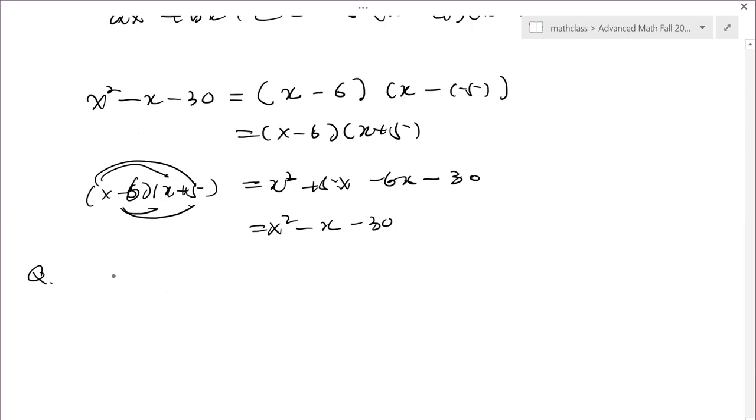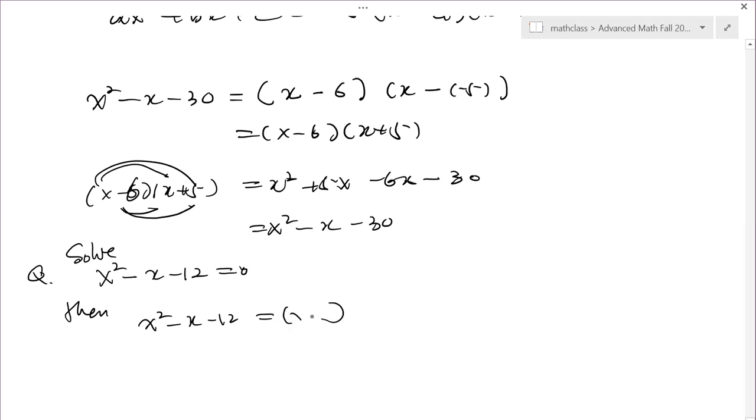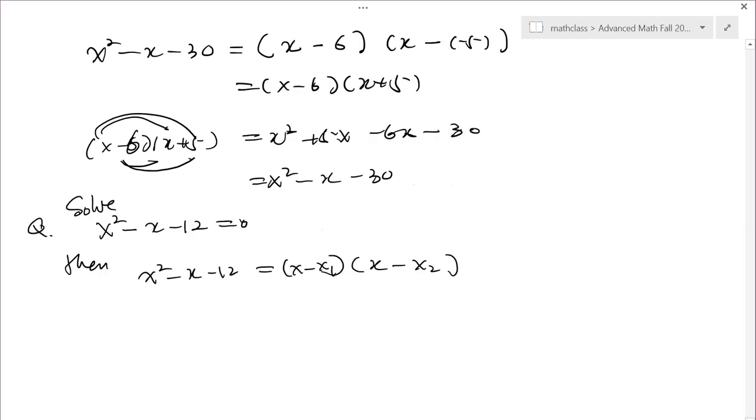Okay, I want you to solve this equation, then express it in the form of x minus x1, x minus x2. Okay, can you do that?